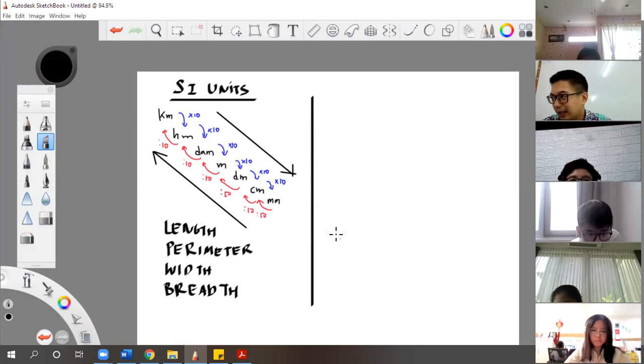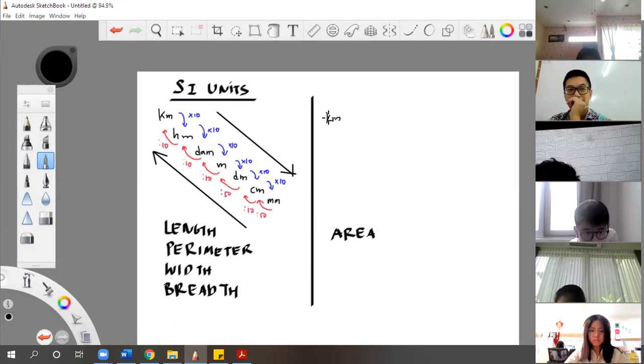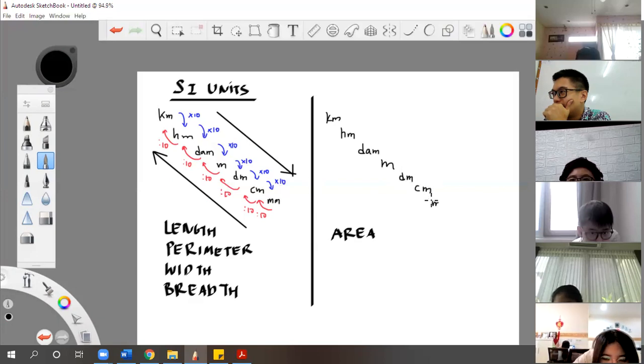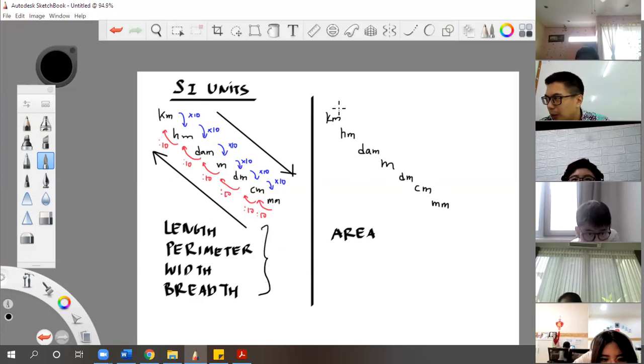Now let's go to the area. So how do we do the area? It's the same. So name the units first. Start from kilometer, right? After kilometer, hectometer. And let me show you the difference later. Square, right? Only that unit makes the length and area different. It makes all of the left side here different with the area. We need the square.